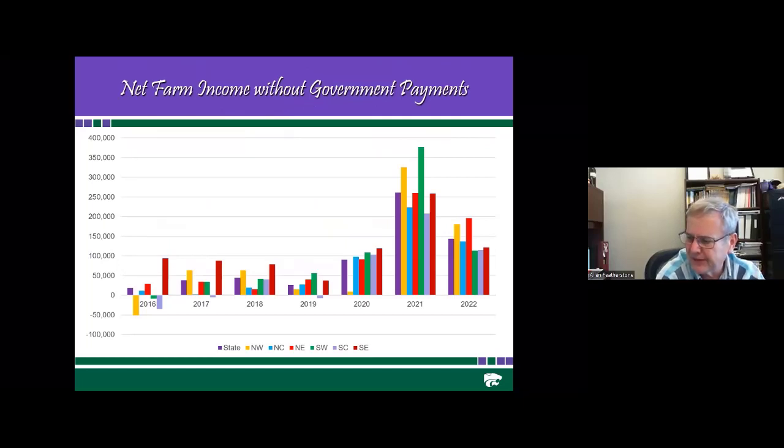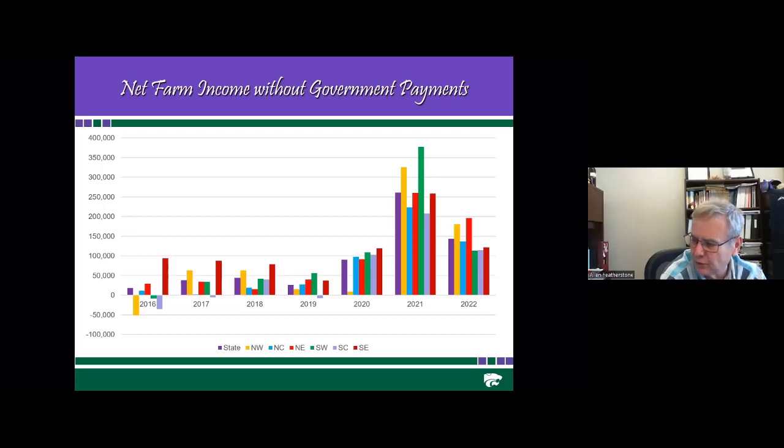This basically looks at what the net farm income would be without government program payments, and you see variability across years. You can follow, for example, the yellow in terms of 2016. Without government program payments, farmers in Northwest Kansas lost about $50,000. But in 2021, they ended up having a farm income without government program payments of about 325. So if you look at the same color year over year, you can see the variability in that income without government program payments from year to year.